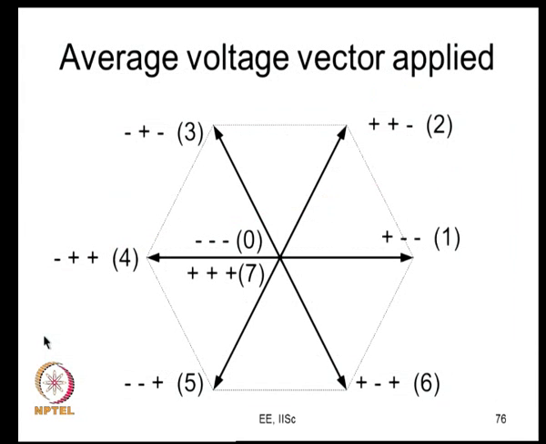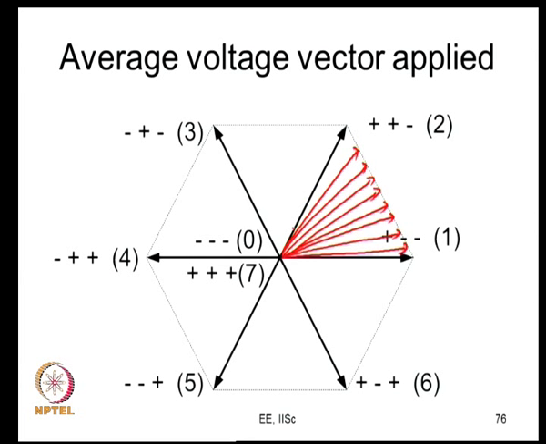So, if you look at this, what happens? The average voltage vector would touch the tip. Next subcycle also it will touch the tip. Next sector also, next subcycle also it will touch the tip. So, it will be like this. This is how the average voltage vectors will be. And how about the angles? All the angles will be equal. These angles will be omega t s.